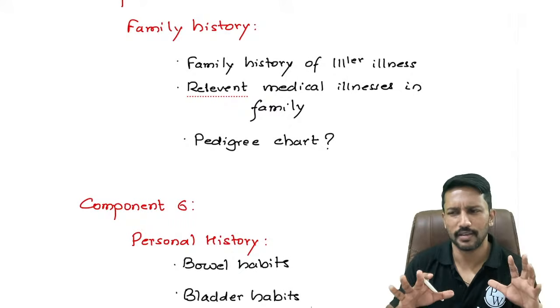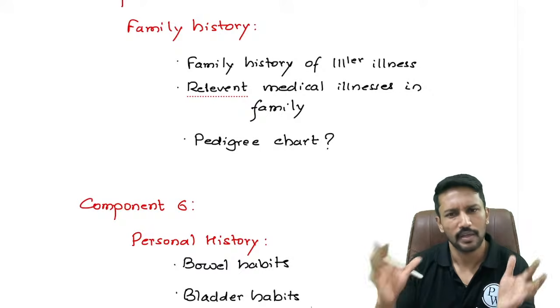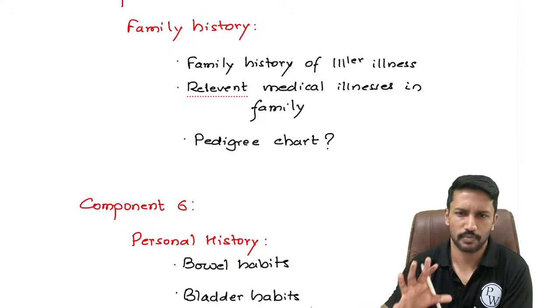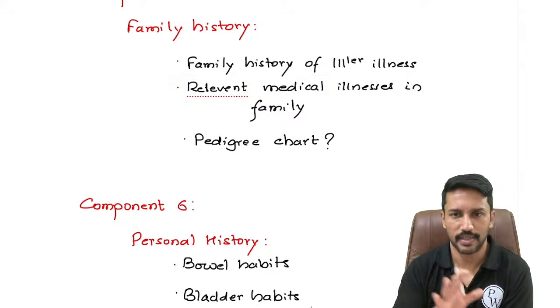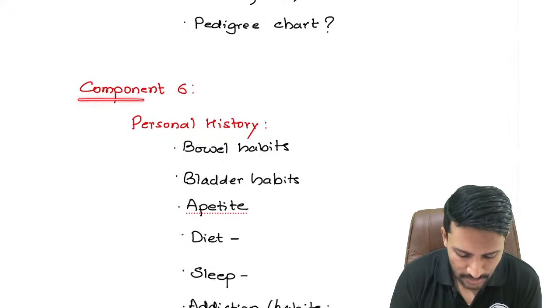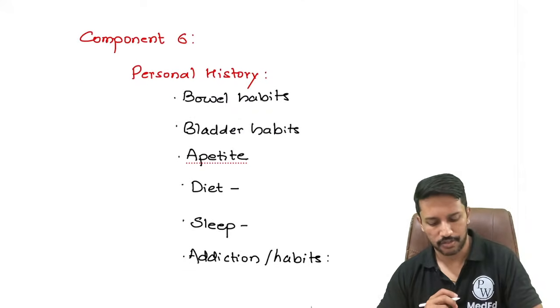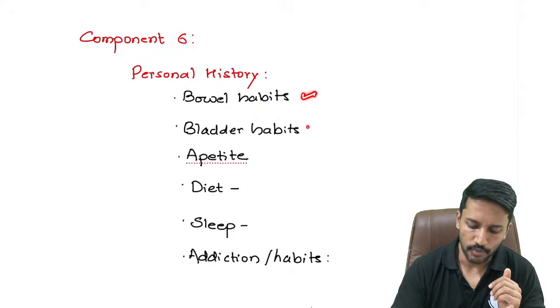If you feel like there's unlikely to be a Mendelian inheritance pattern being followed and it is a multifactorial disease or polygenic inheritance, then at least mention whether similar illnesses were there in the family or not. Okay. So after that, we go to the next component, which is personal history. In the personal history, we will document his bowel and bladder habits.